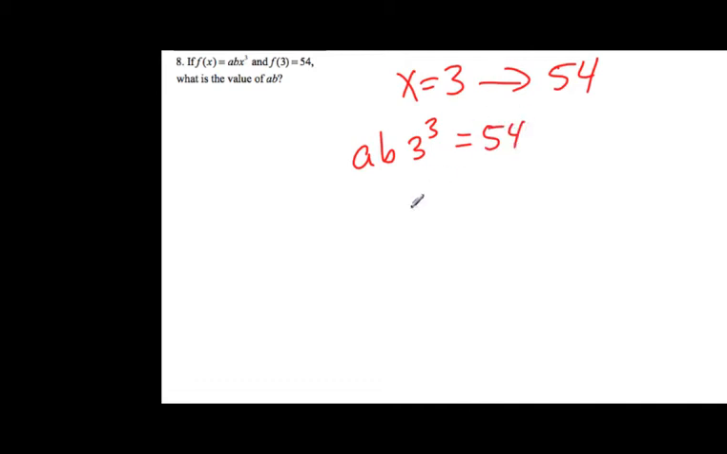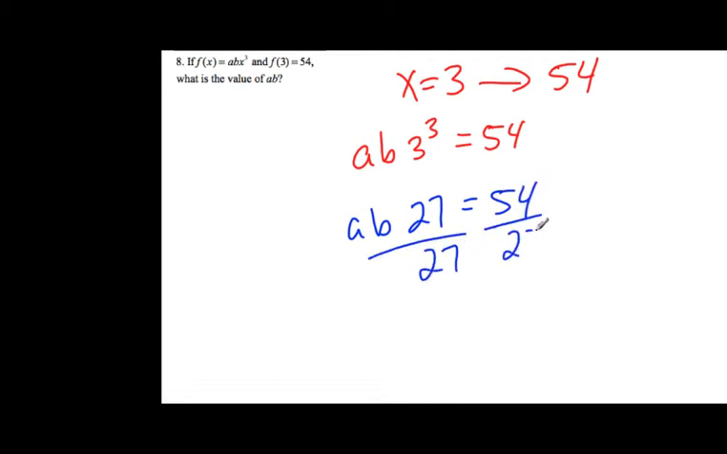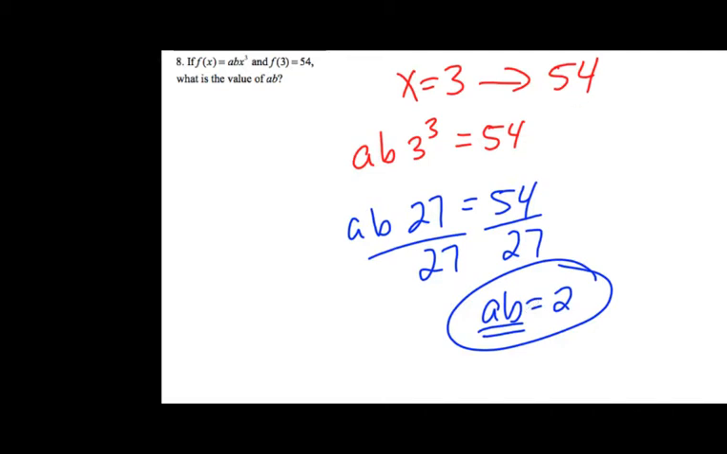Again here, when f of 3 equals 54, so that means x equals 3, and then we're going to get 54. So when we plug in x is 3, we get a, b, 3 to the 3 equals 54. 3 to the 3 we know is 27, a, b equals 54. And dividing it by 27, we're going to get a times b equals 2. So we didn't know what a was and we didn't know what b was, but we solved it together as a unit. And that's our answer.